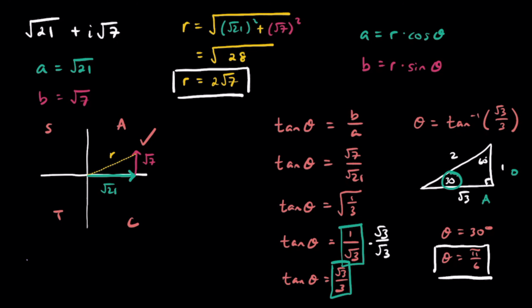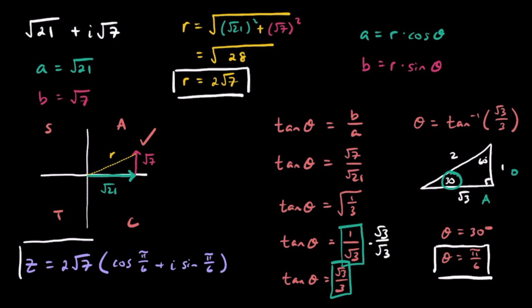So I think we're ready now to write this in our trig or polar form and say z is equal to the radius, which is 2 root 7 we found, multiplied by cosine of pi over 6, the angle measure we just found, plus i times sine of the same angle measure, pi over 6. And there we have it. We converted the rectangular form into this polar/trig form.